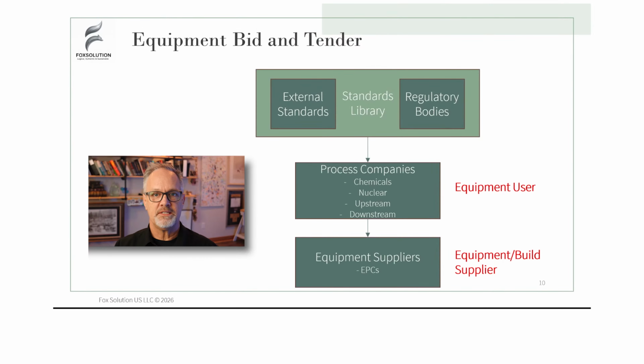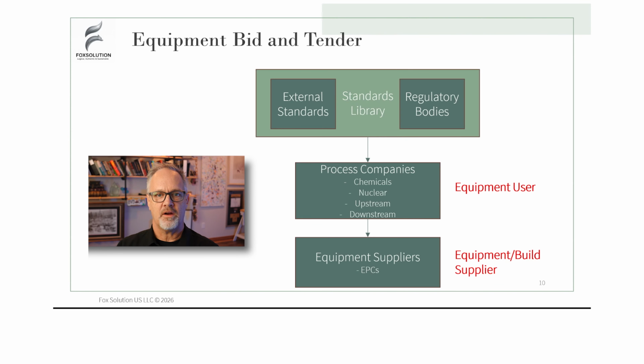Okay, so when we do bid and tender, essentially we have 3 levels. And as I was saying before, we have these stakeholders that are outside the company, call them regulatory bodies, maybe external standards that we need to be compliant with. Those are built into a library and essentially provide us with an understanding of what we need to build into the design. I'm going to call the second level process companies. So chemical, nuclear, upstream, downstream in oil and gas. These are process companies that have need of equipment to do something in their business. So those are essentially the equipment users.